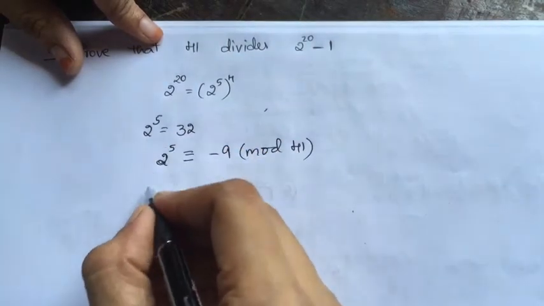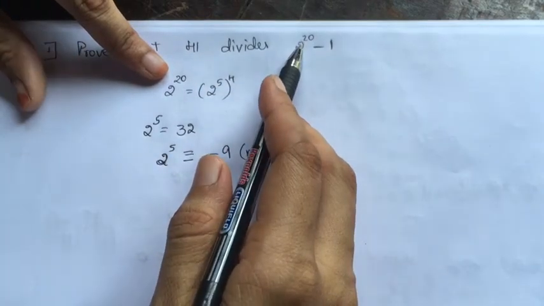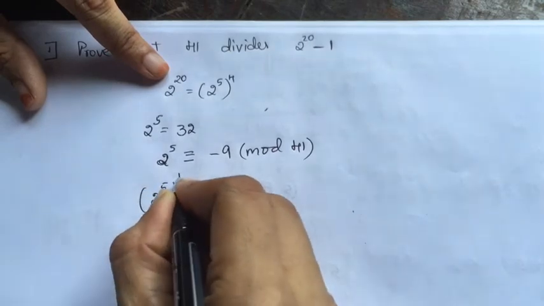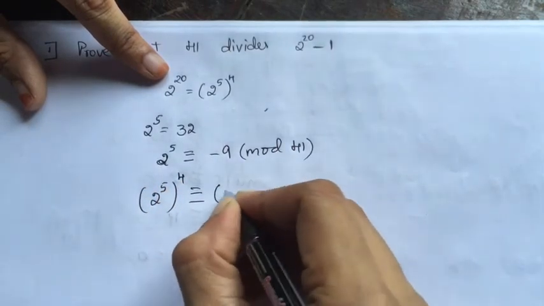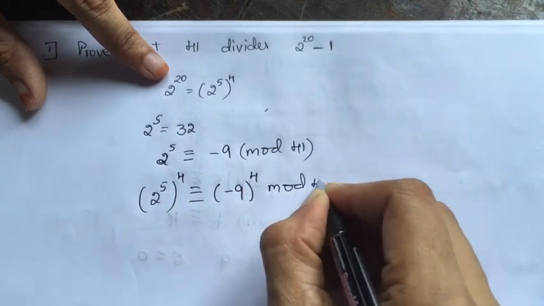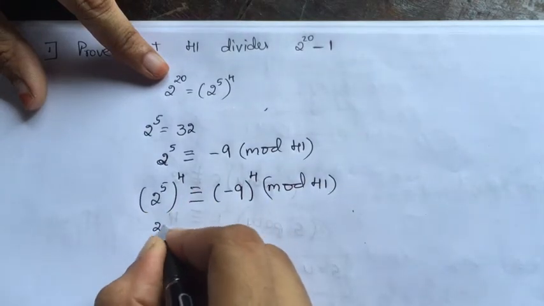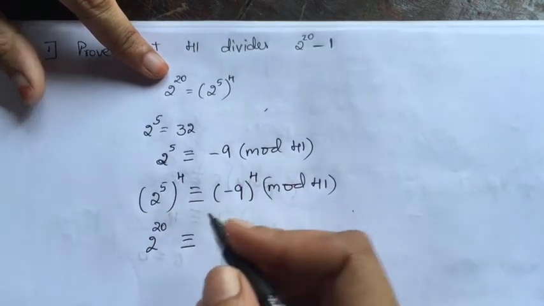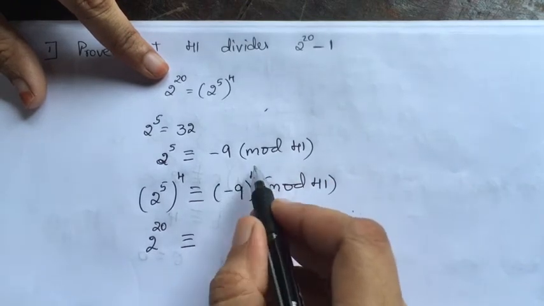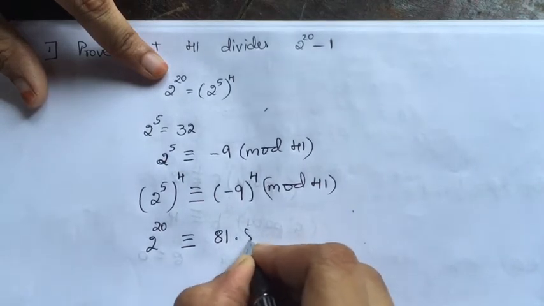Now 2 to the power 5 whole power 4 gives me 2 to the power 20. So 2 power 5 raised to 4 is congruent to minus 9 raised to 4 mod 41. Now 2 power 20 is congruent to this minus 9 power 4. I'll write it as minus 9 square into minus 9 square. That is 81 into 81.